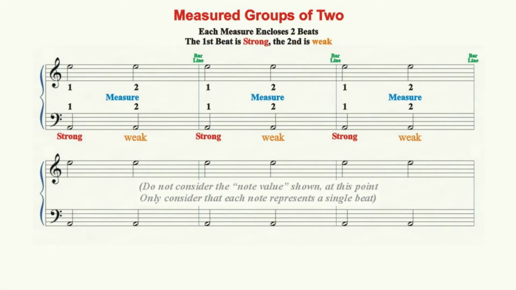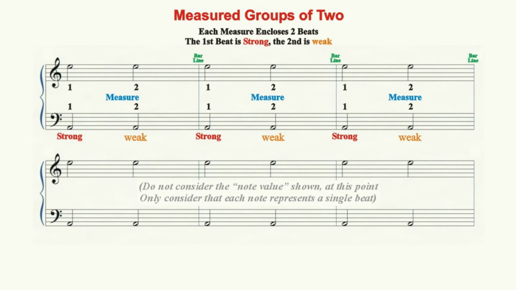This illustration shows how beats in groups of 2 would be arranged within each measure. We won't be concerned with the note values at this point. We'll simply agree that each note represents one beat. As discussed previously, the first of the 2 beats will receive a strong emphasis and the second a weaker emphasis.